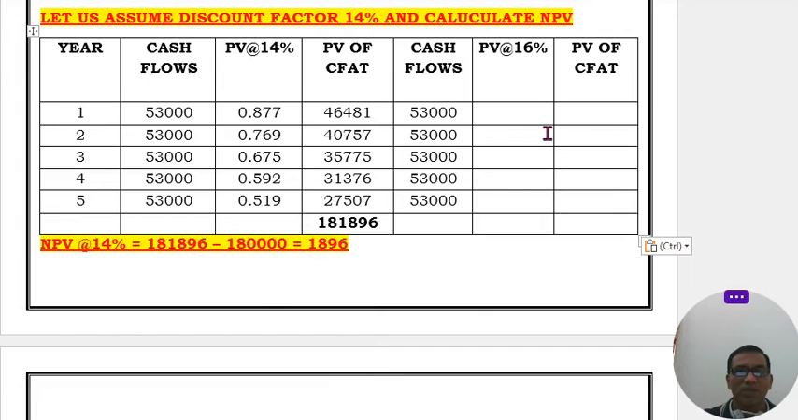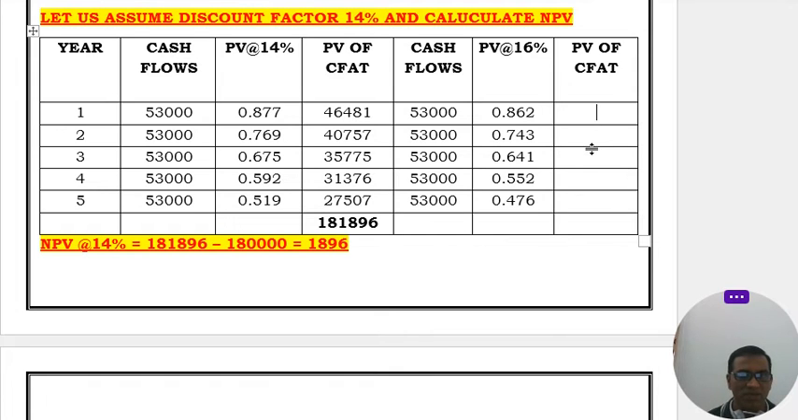So what about the present value table at the rate of 16%? The 16% table values are 0.862, 0.743, 0.641, 0.552, 0.476. That's it, 5 years. Now take the calculator and multiply the PV of CFAT, the cash flow, with the present value factor at 16%.